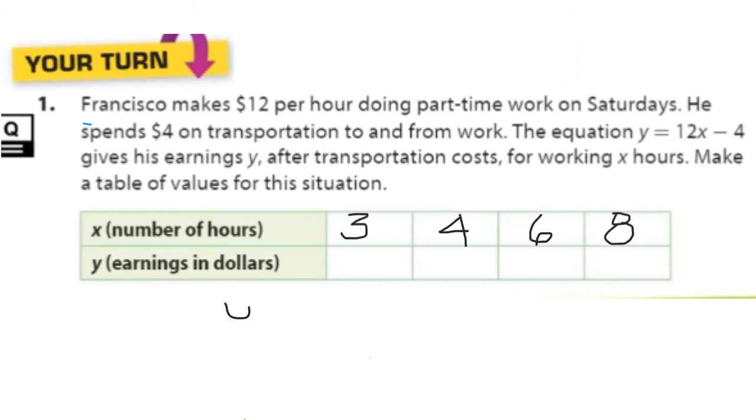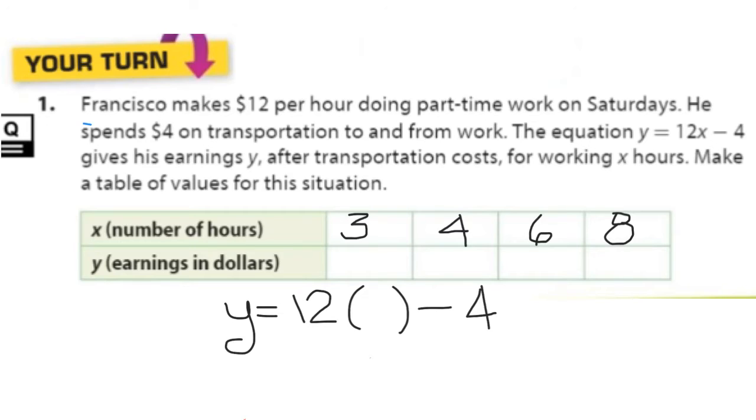So what I'd like you to do is to substitute in those values of x and find out how much Francisco will make. Now you're going to use this equation. That's where each value of x goes. So you put a 3 in, calculate, then put a 4 in, calculate, a 6 put in, calculate, etc.